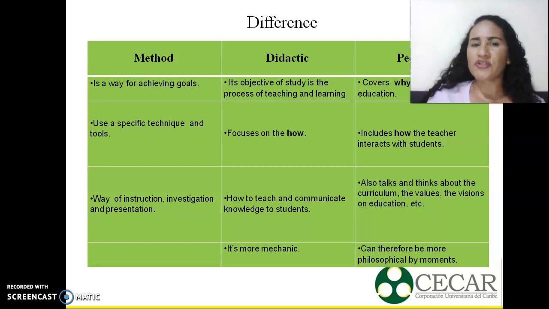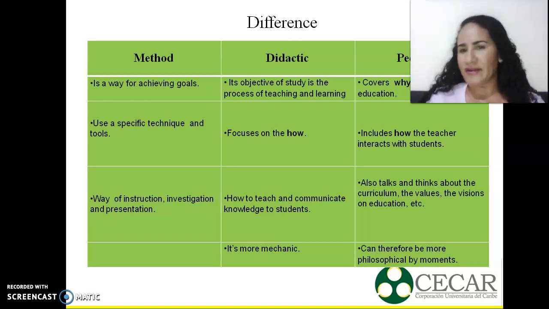Didactic's objective of study is the process of teaching and learning. It focuses on how to teach and communicate knowledge to the student. It is more mechanic. Pedagogy covers the why and how of education, including how the teacher interacts with the student.